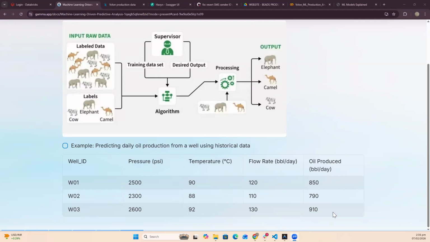So whenever we have well conditions, the model can now predict the future production, right? So that we can make a decision based on the prediction. We can use those predictions to make decisions, right? Okay.